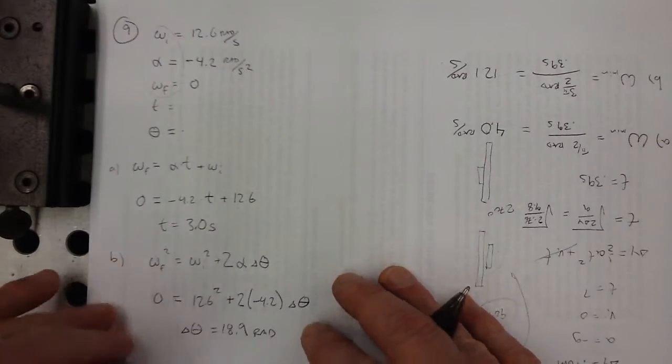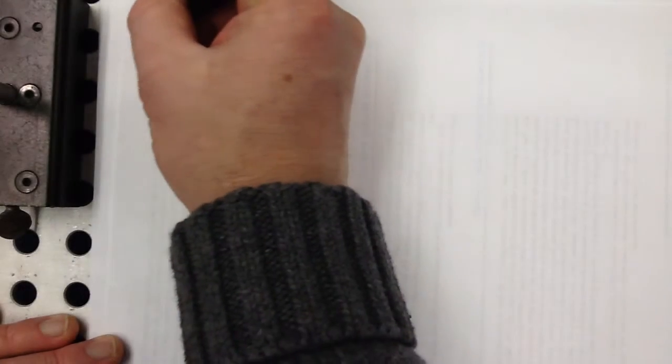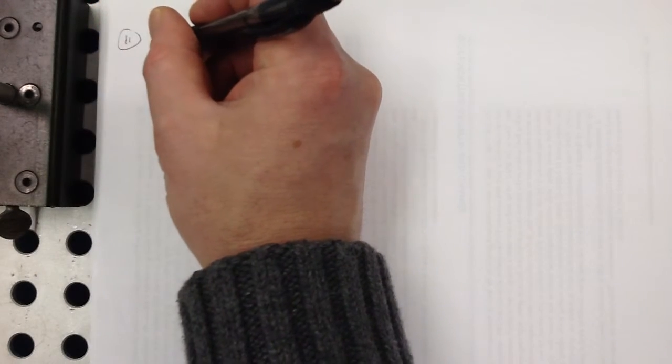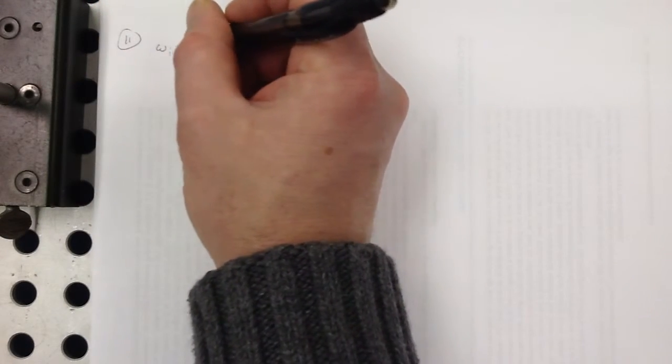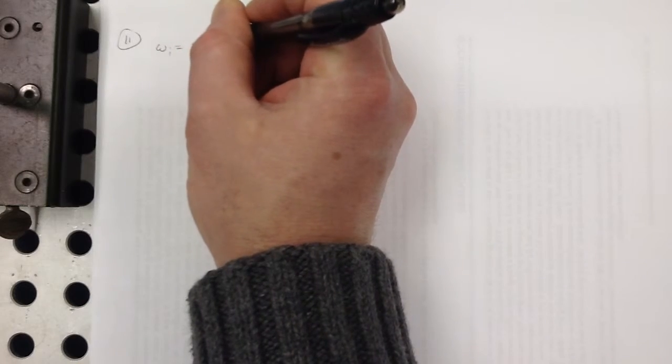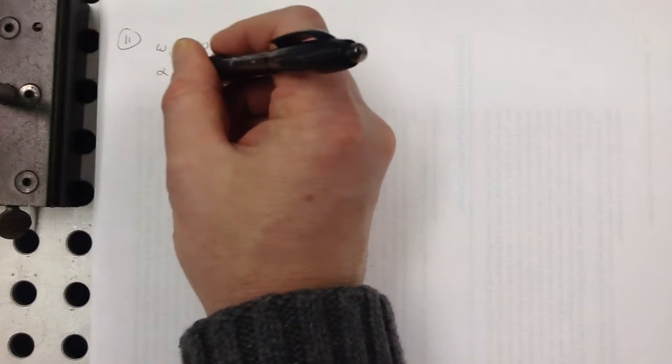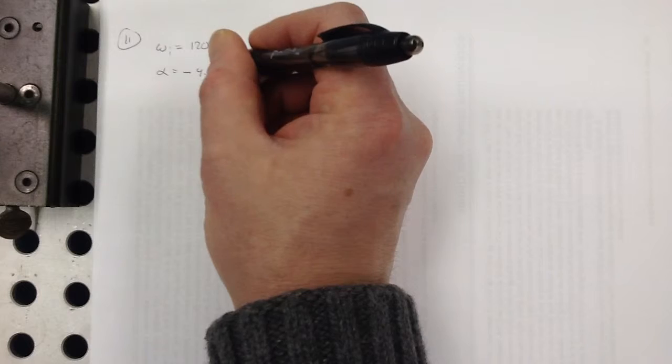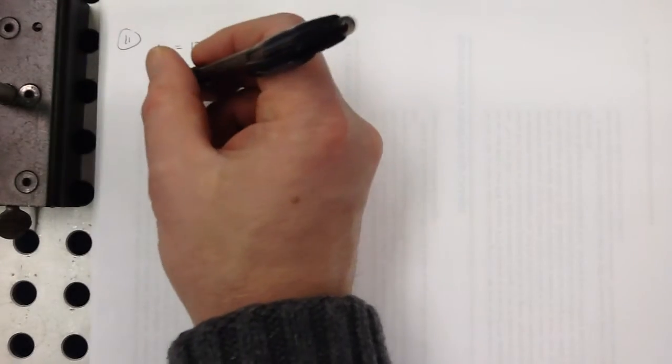Number 11. A disk initially rotating at 120 radians per second is slowed down with a constant angular acceleration. So again, it's slowed down, so that's negative 4 radians per second squared. How much time does it take the disk to stop?